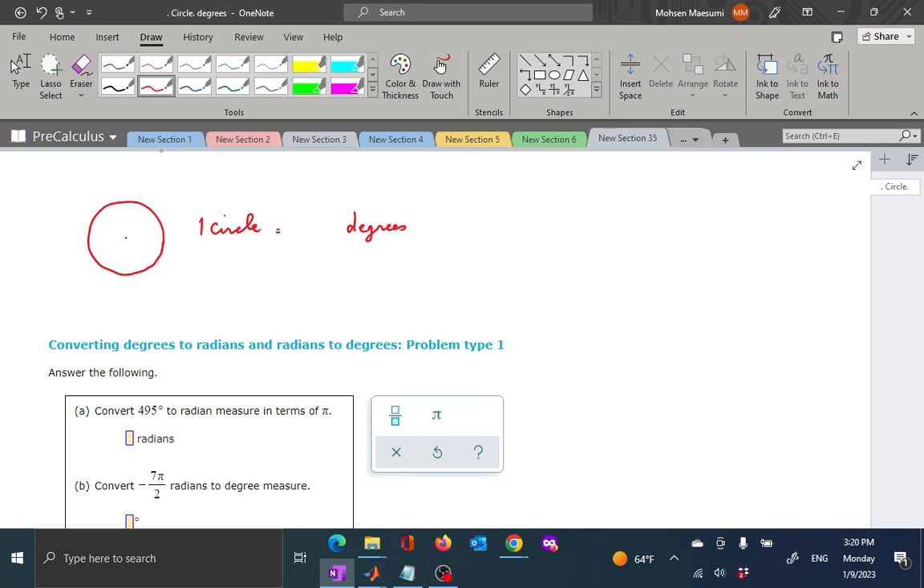A circle is divided into 360 equal parts, and each of them is referred to as a degree, and the notation of that is a little circle on top of the number that you have. So a circle is divided into 360. Now there are a lot of debates on why 360. Why not divide it by, say, 200 or 400 or 1000 or, I don't know, 59 pieces?